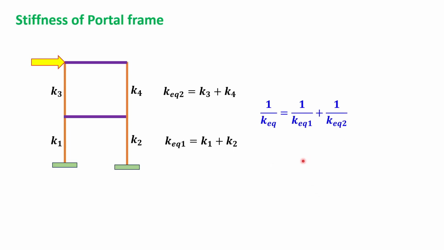So we'll apply the series formula, and the final spring constant is given by 1 by K equivalent equal to 1 by K equivalent 1 plus 1 by K equivalent 2. From the relationship you can find the reciprocal, and you can calculate the value of K equivalent exactly from the numerical values of these two.